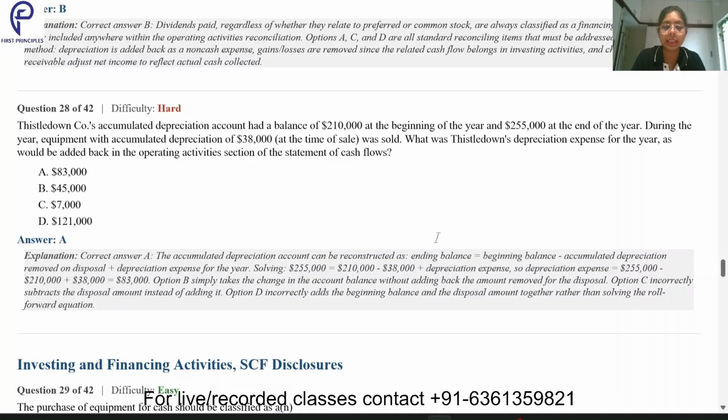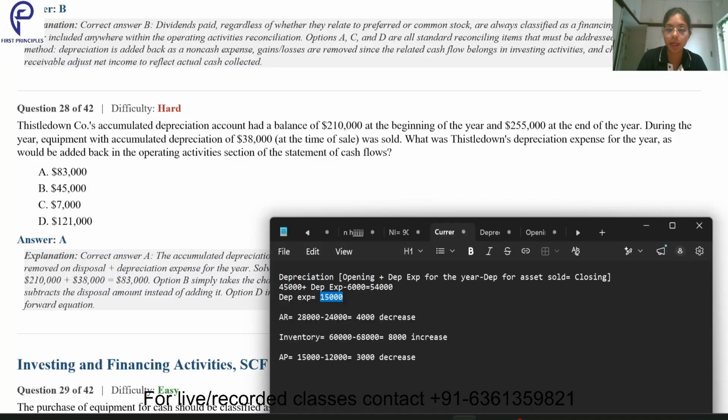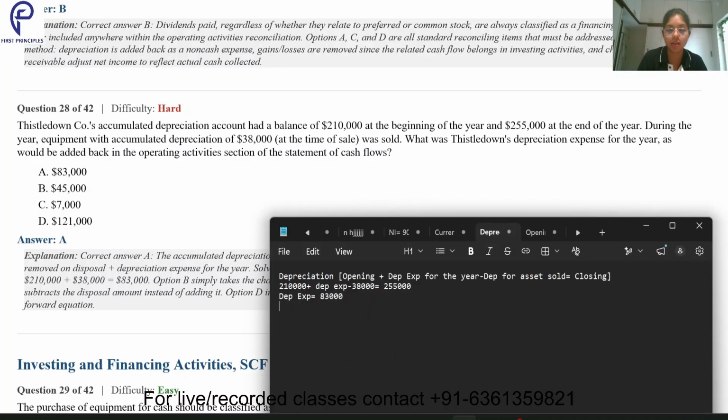So this question is just a small portion of question number 25, which we have already done. So let's open our notepad and try solving this question. This equation we are going to use for accumulated depreciation. How are we going to calculate? We will take the opening balance. What is the opening or beginning balance? This is 2,10,000. In that, what we need to add? We need to add the depreciation expense. Again, that is what we have to find.